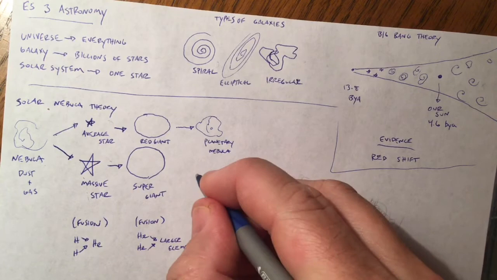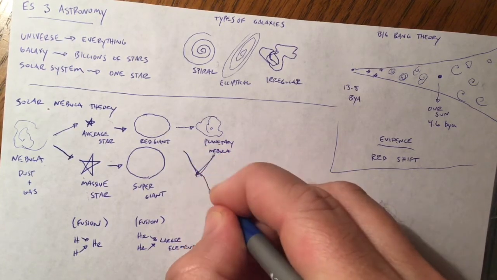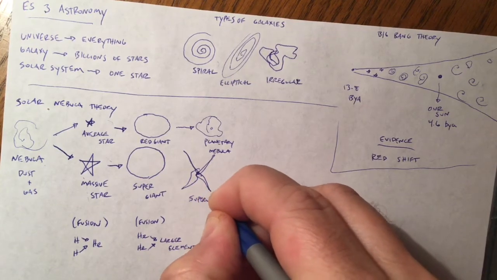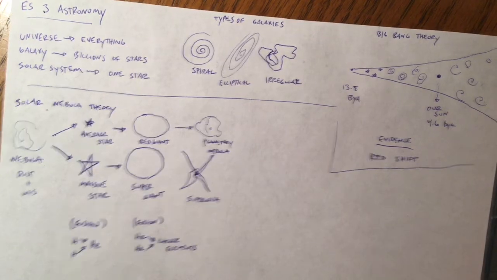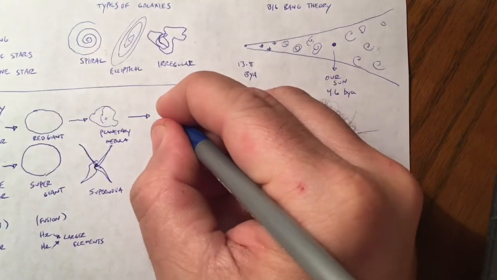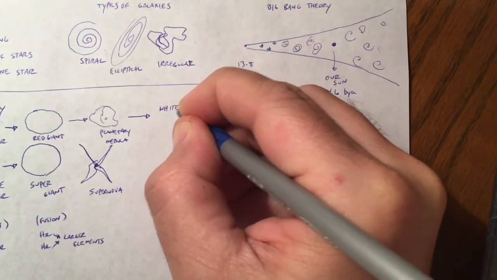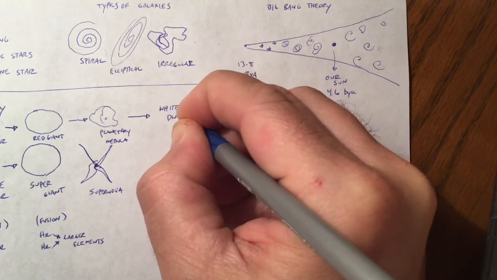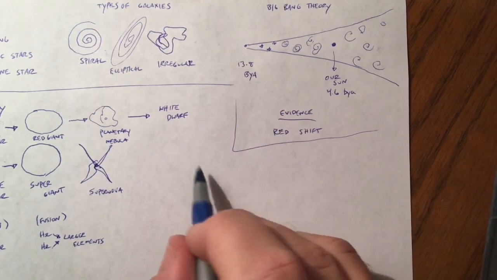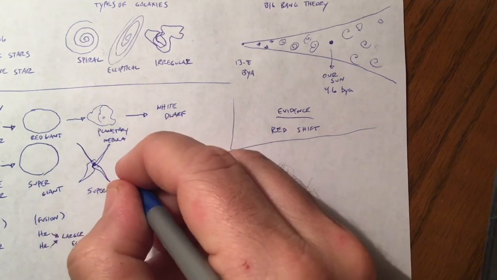The death of a larger star is a huge explosion called a supernova. After the planetary nebula for average stars, they become a star called a white dwarf, which is kind of just the core of a star left behind. It is very hot, but not very bright.